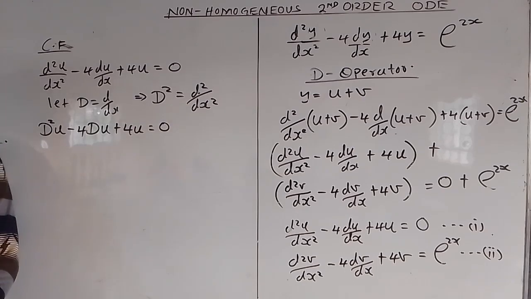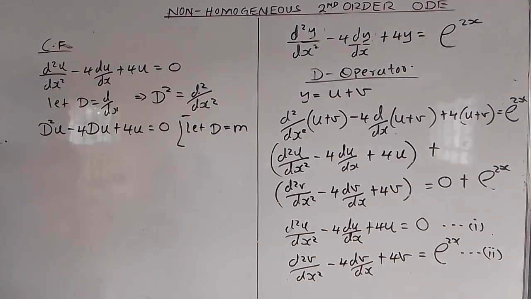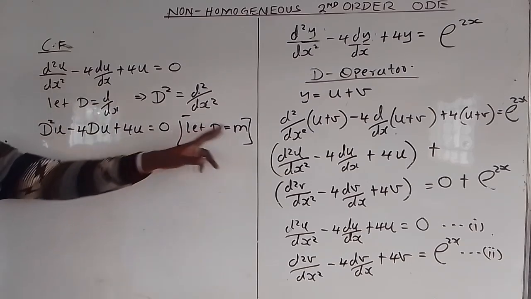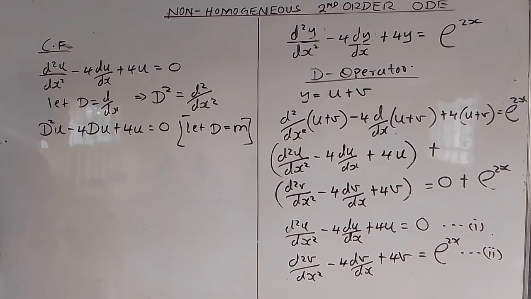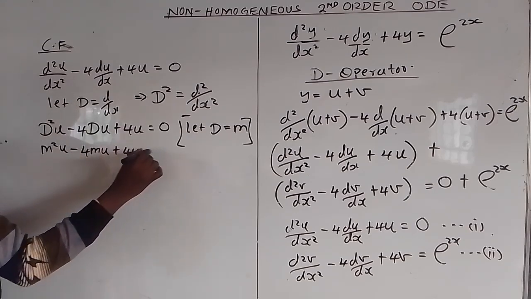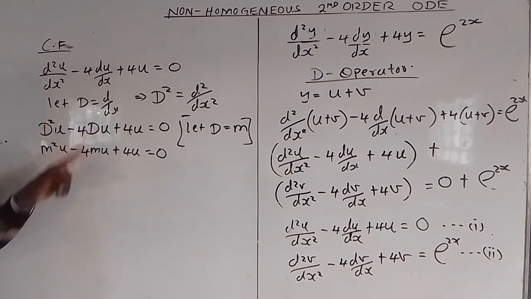Then from here, we get the auxiliary equation. We get the auxiliary equation by letting d be m, isn't it? Now we let d be m so that we are able to get the auxiliary equation. Because when it is d over dx, this derivative cannot be solved quadratically, so we have to let it be another unknown to form the auxiliary equation. So where this d is, you put m, meaning here we'll have m squared u minus 4mu plus 4u is equal to 0.